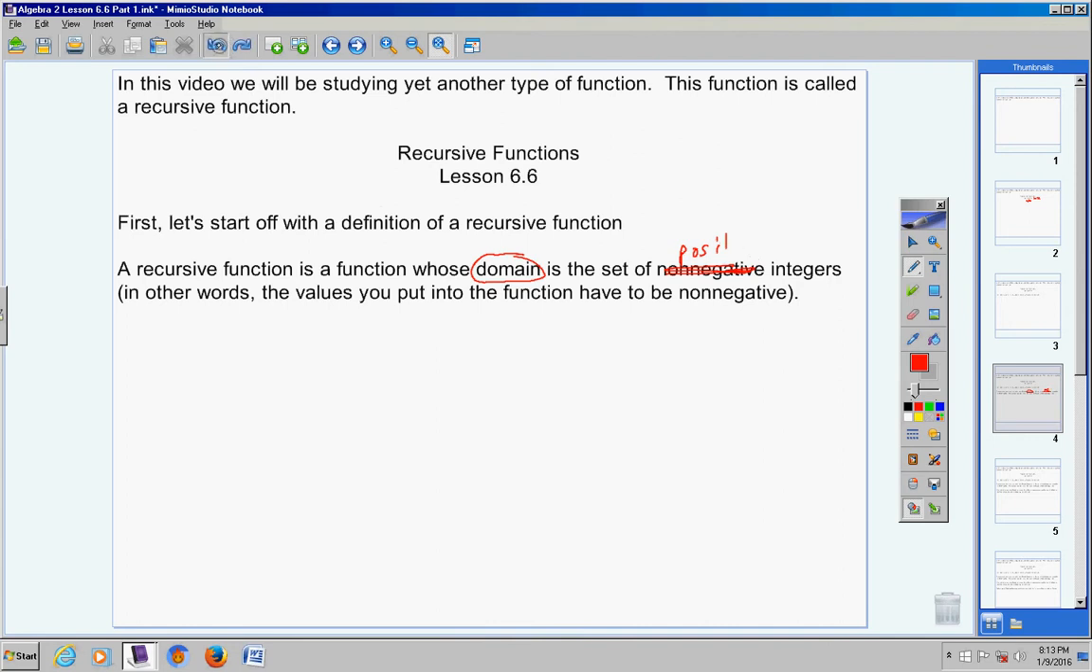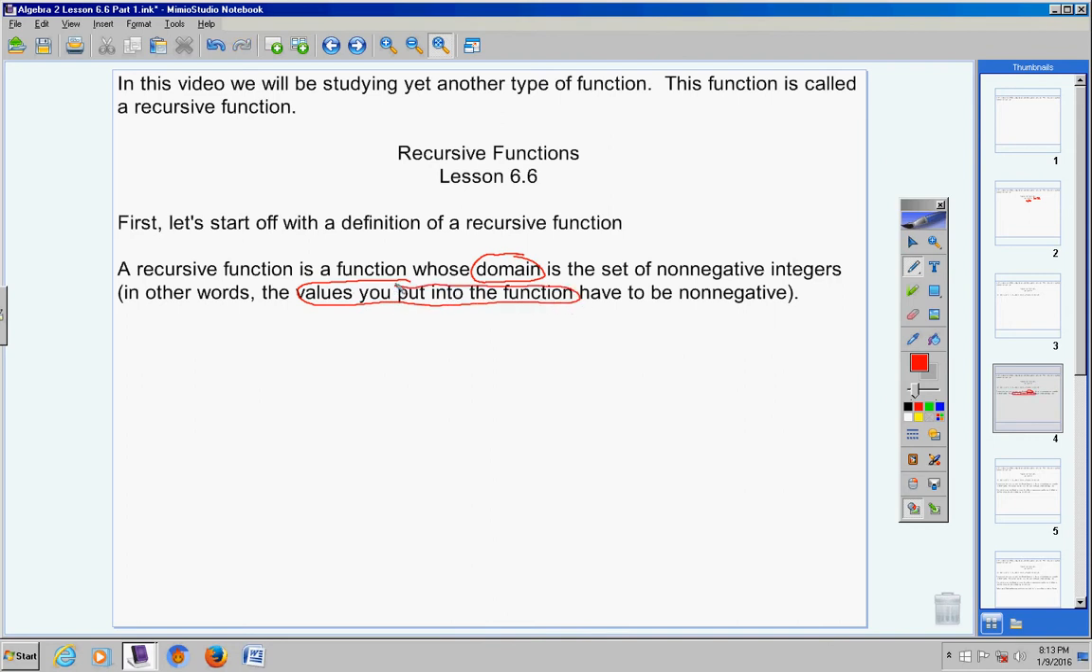That's not entirely true. The reason we use the word non-negative is your domain is allowed to use 0. And 0 is not negative, but it's also not positive. So if you were to say positive integers, then you're leaving out 0. So we say non-negative integers. Okay? Let's go over this again. A recursive function is a function whose domain is the set of non-negative integers. In other words, the values you put into the function.